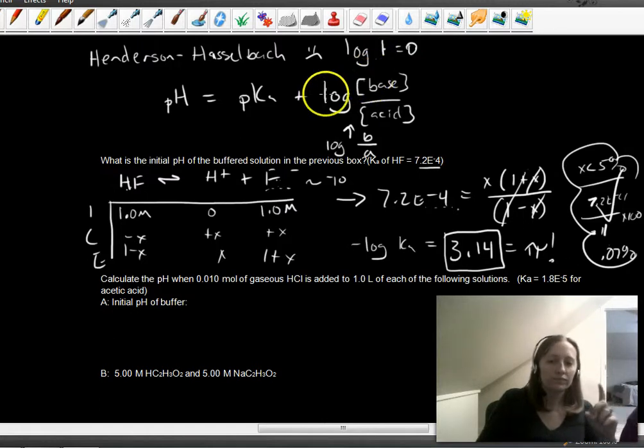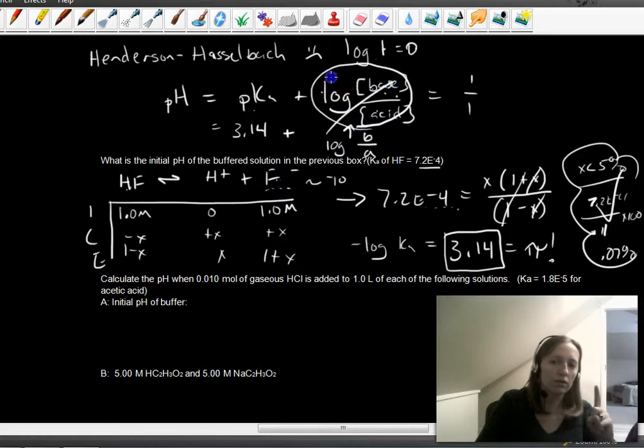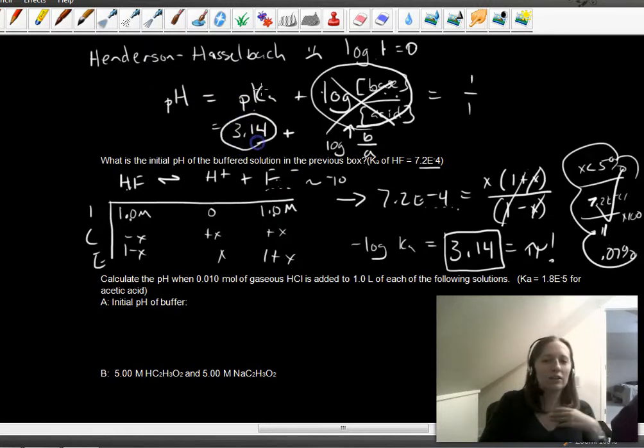So what's my pH? It's my pKa, which in this case is pi, plus log B over A, which is 1 over 1. So that's log of 1, which is 0. So when you have a buffered system where the acid part and the base part are equal in proportions, the pH is the pKa. Very nice. Look at how much less math this is. Woohoo!